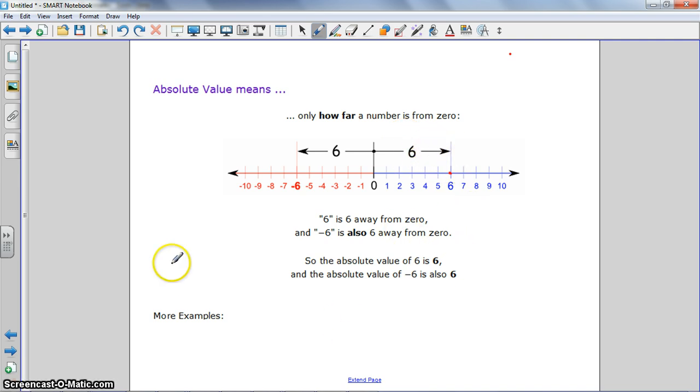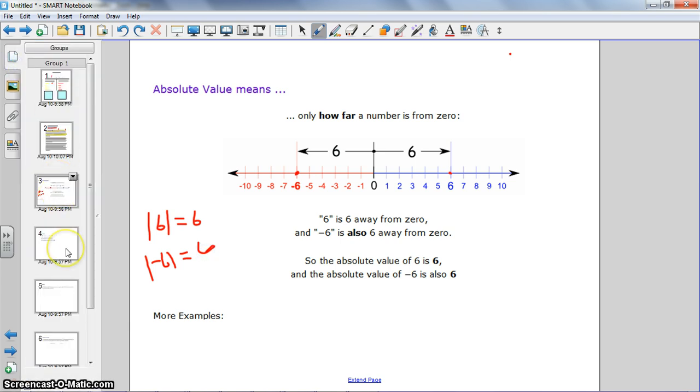So the absolute value of 6, and we would write it like this, you'll see that on the next slide, put 2 bars, is 6, because 6 is 6 spaces from 0. And we're talking about distance, it's never going to be negative, so let's look here. Absolute value of negative 6 is right here. Well, let's count. 1, 2, 3, 4, 5, 6. How many spaces is negative 6 from 0? Well, it's also 6. Also positive. Let's look at the next slide so you can see a little more about that.